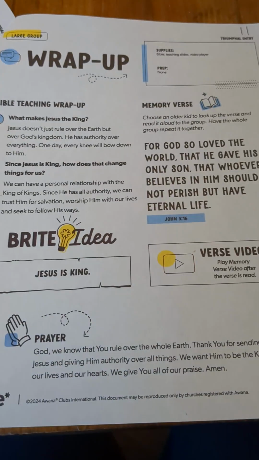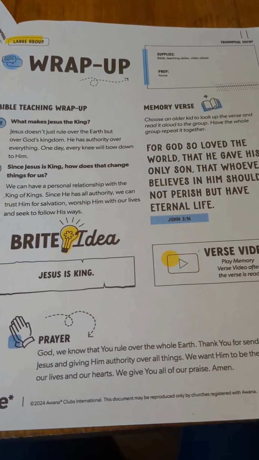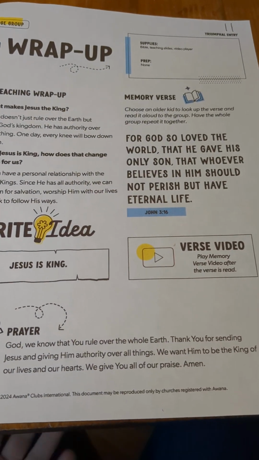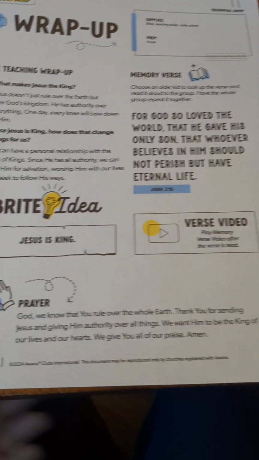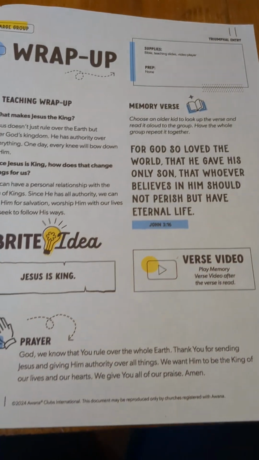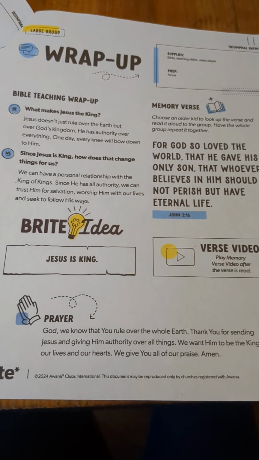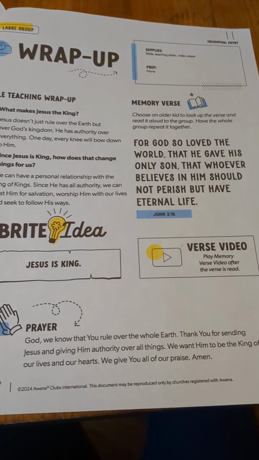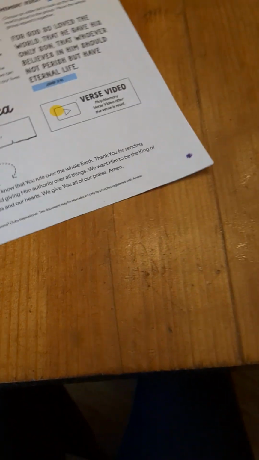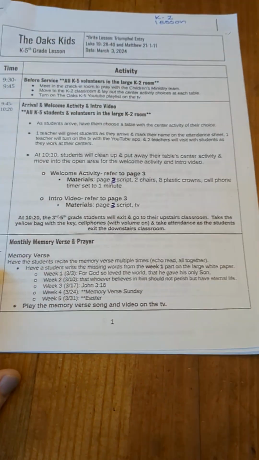Also, by the door, you're going to see take home papers. There's one for the younger group, one for the older group. So as they're being dismissed, they can grab one from their appropriate group, whether they are in kindergarten through second grade or third through fifth grade. And that is just to take home to hopefully inspire discussion in their family about what they learned about that week at the Oaks.